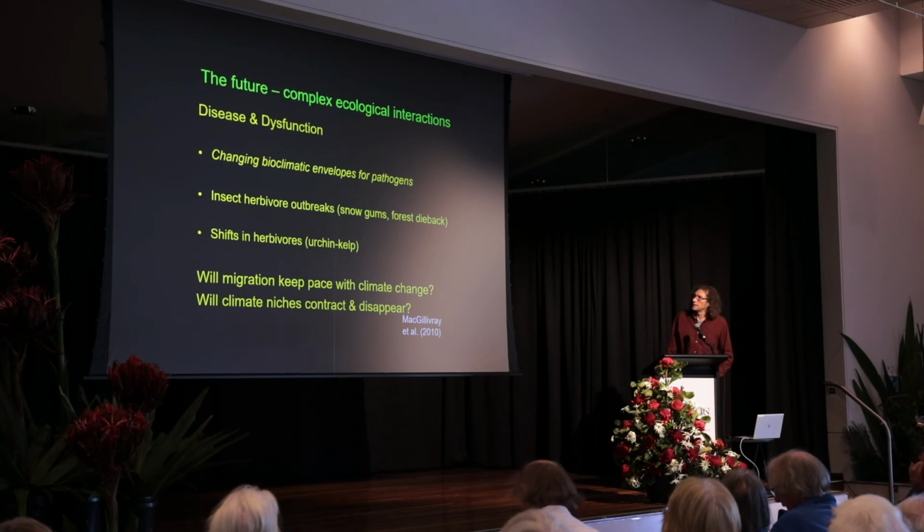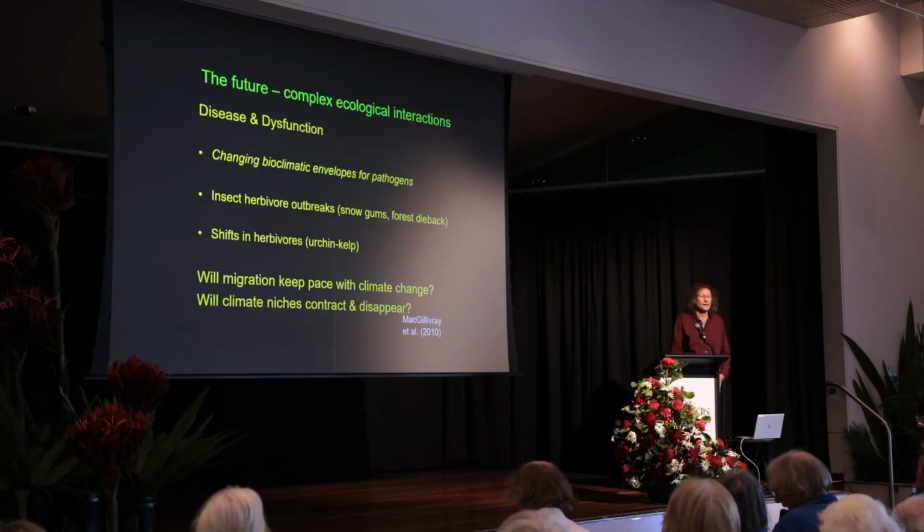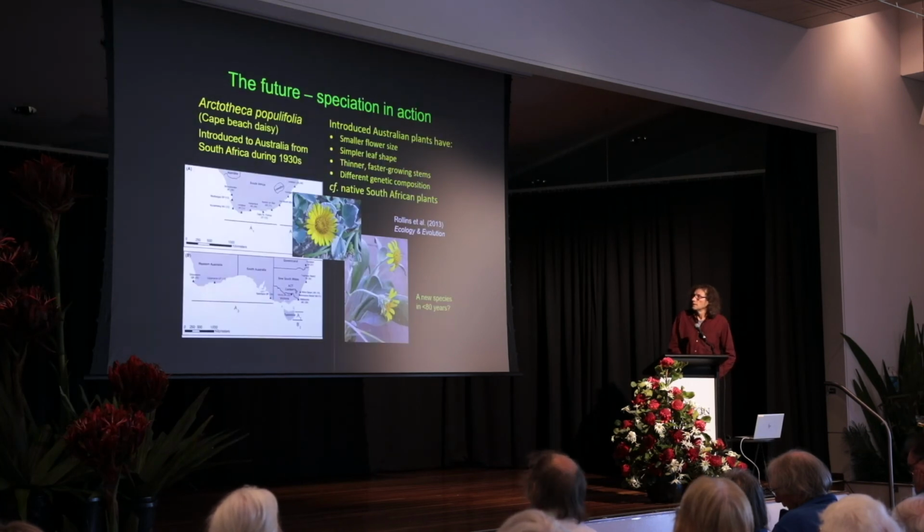So there's a whole bunch of these processes, shifts in herbivores, and not just on land, beneath the water in the oceans as well. We're seeing major shifts in kelps and urchins that eat them. So this question about whether migration will keep pace with climate change is really quite complex, and it's very hard to come up with some generalisations that we can use to plan things to do.